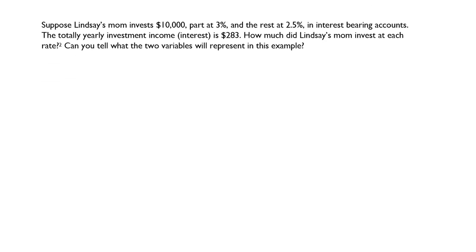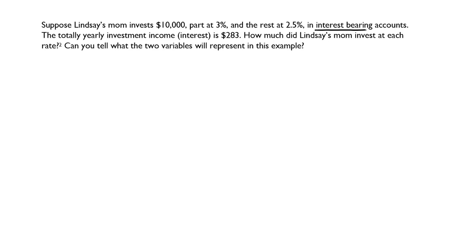Let's take a look at the next example. Suppose Lindsay's mom invests $10,000, part at 3% and the rest at 2.5%. Basically what this means is this person had extra money and they wanted to not just have it sitting in the bank, they wanted to let other people use it, but for that ability to use it, those people have to pay Lindsay's mom 3% and in another instance 2.5%.